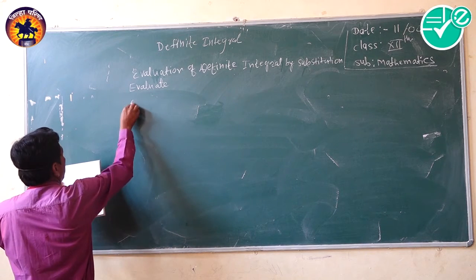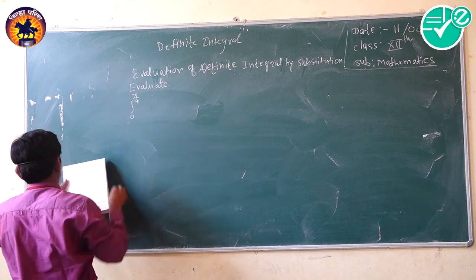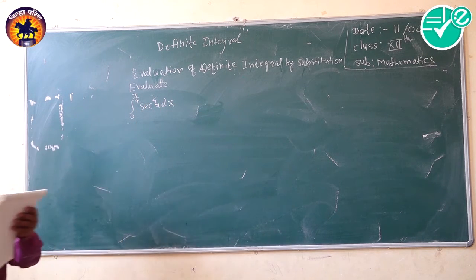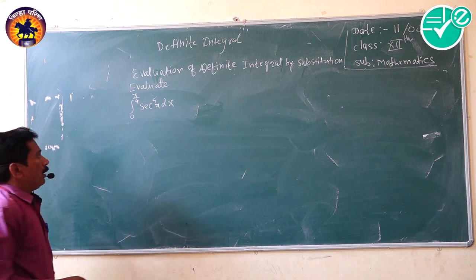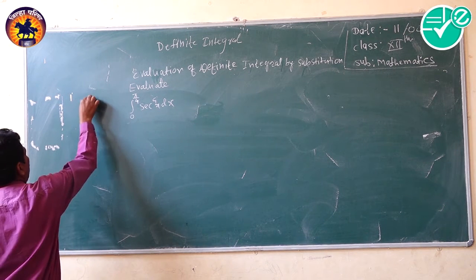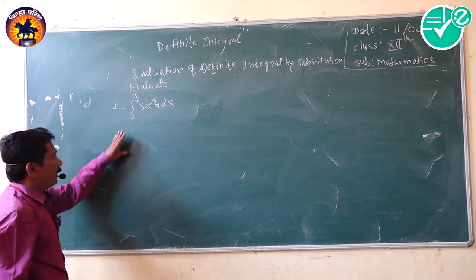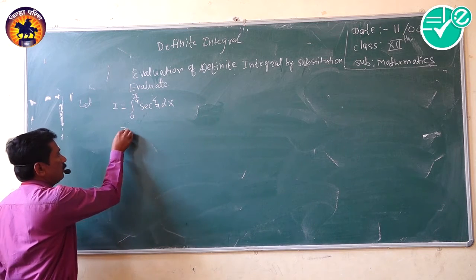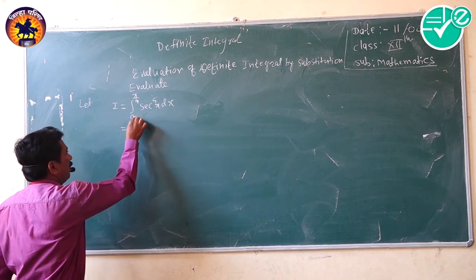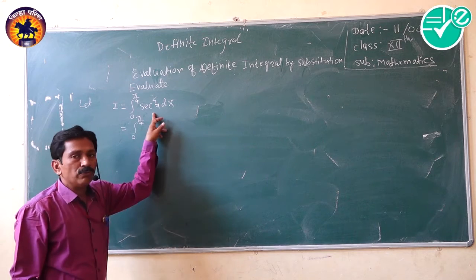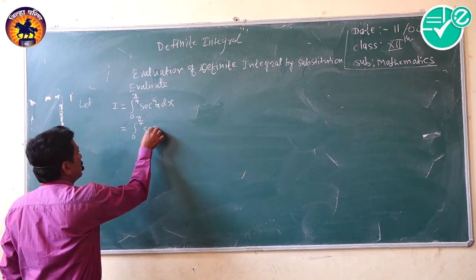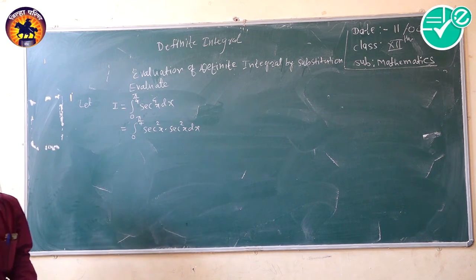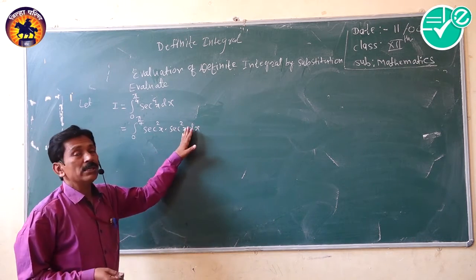Evaluate the integration from 0 to pi by 4 of sec raised to 4 x dx. Let I be equal to the integration from 0 to pi by 4 of sec raised to 4 x dx. This is equal to the integration from 0 to pi by 4, as it is. Now this sec raised to 4 x can be rewritten as sec square x into sec square x. We are splitting sec raised to 4 x into sec square x into sec square x.